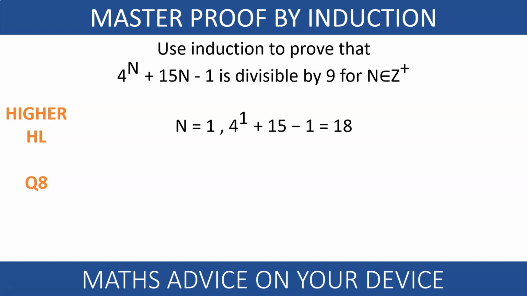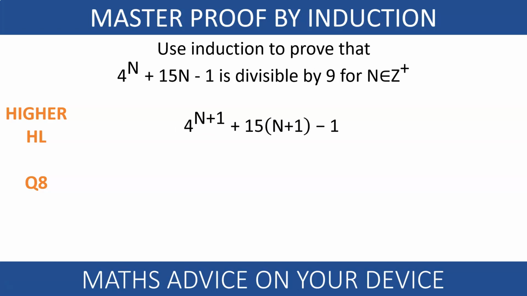So first, we replace n with 1. 4 to the 1 plus 15 times 1 minus 1 equals 18, which is divisible by 9. Therefore, the statement is true for n equals 1. That is 1 mark for you.